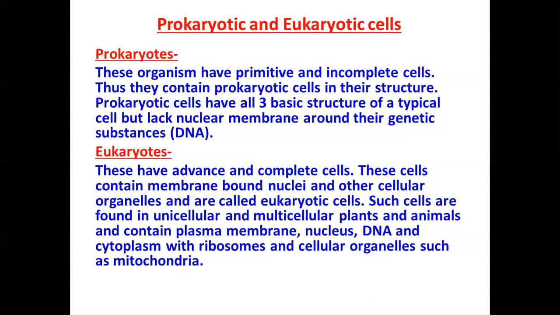Now let's see what happens in case of eukaryotes. These have advanced and complete cells. These cells contain membrane-bound nuclei and other cellular organelles and are called eukaryotic cells. Such cells are found in unicellular and multicellular plants and animals and contain plasma membrane, nucleus, DNA, and cytoplasm with ribosomes and cellular organelles such as mitochondria. So the basic difference is very clear.